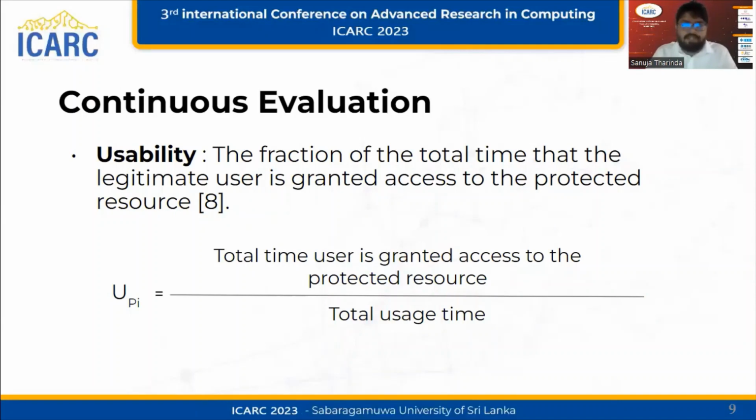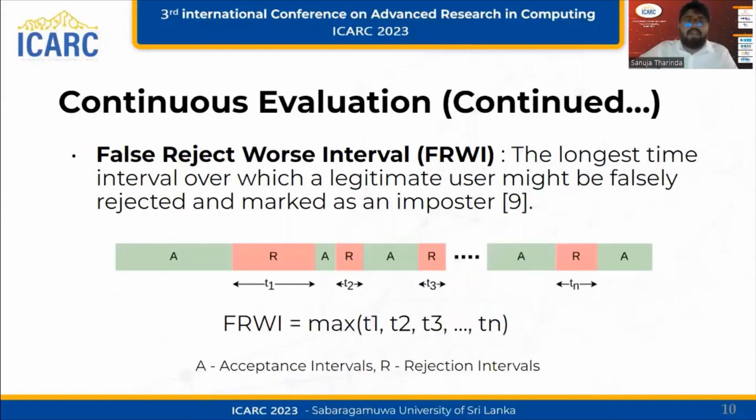First, let's look at usability. Usability is the fraction of the total time that the legitimate user is granted access to the protected resource. High usability is vital for an authentication system. Next, let's look at false reject verse interval. False reject verse interval is the longest time interval over which a legitimate user might be falsely rejected and marked as an imposter. A low FRWI is also important for better usability.